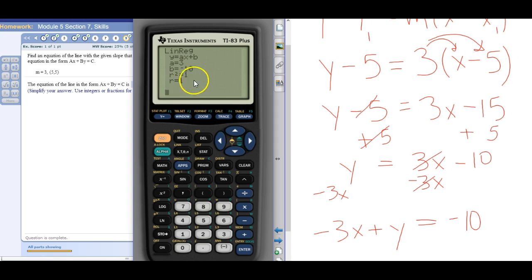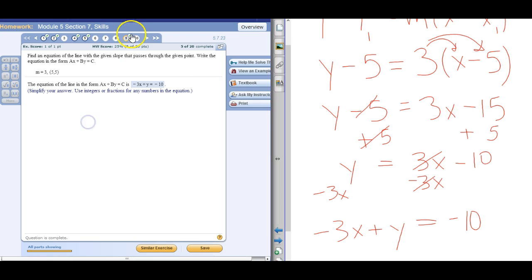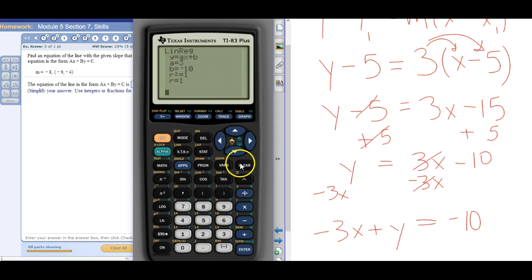So you could use this. If your calculator doesn't display r squared and r, don't worry about it. All you need is the values for a and b when you do that. All right, let's practice another one like that with the calculator and see if we can use that to cut to the chase.